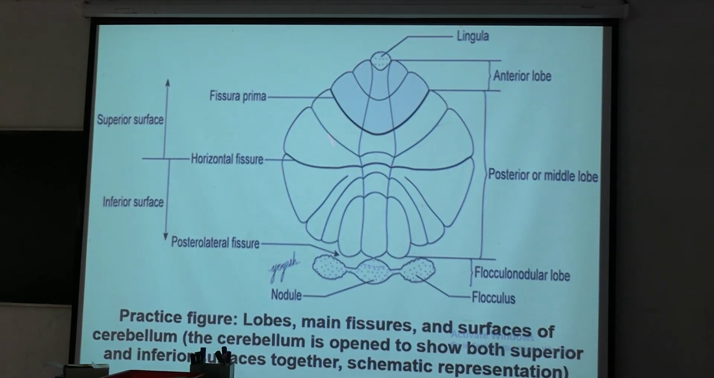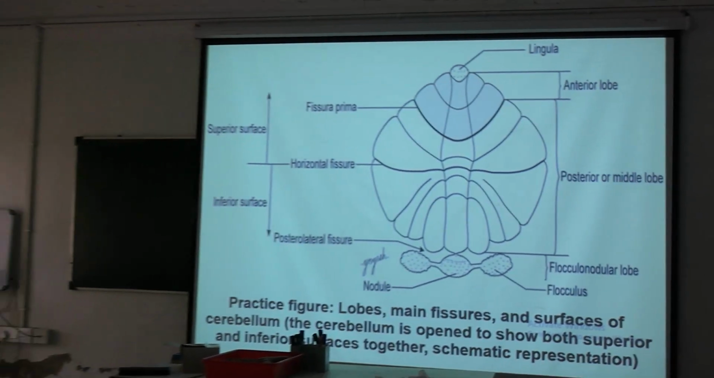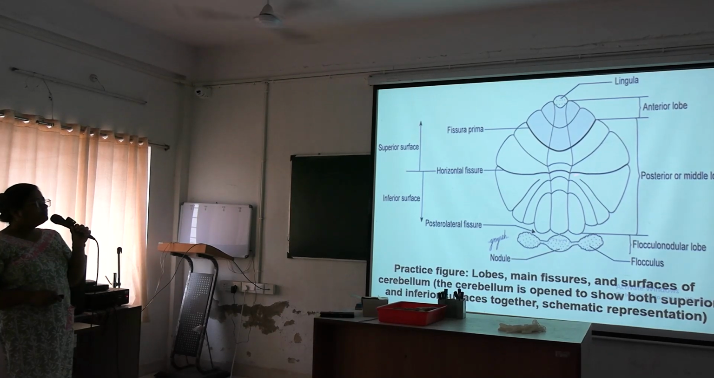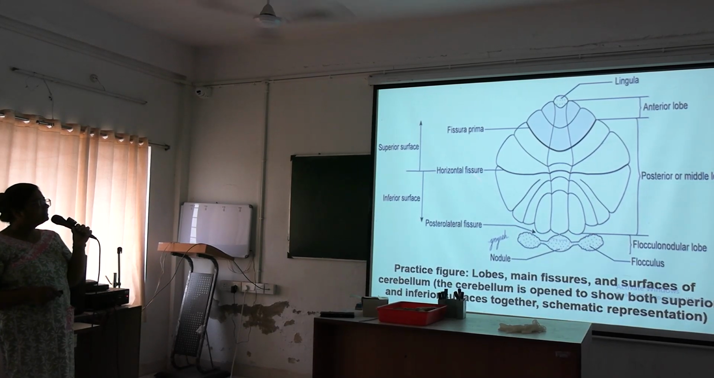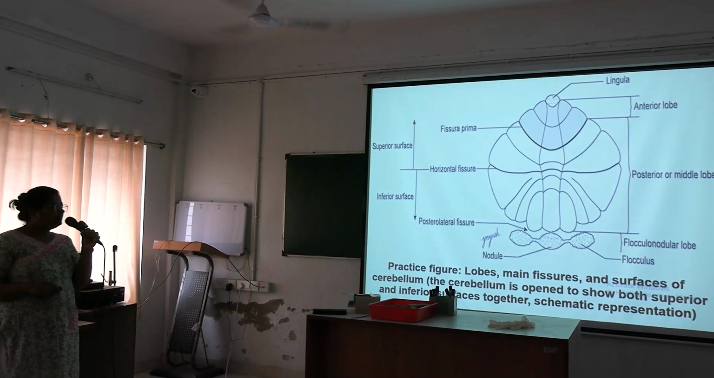See, this is schematic diagram of cerebellum. This middle portion is the cerebellar vermis. On the two sides, these are the two cerebellar hemispheres. Okay. And see this one. This is fissura prima. This one is horizontal fissure, and this is posterolateral fissure. These are the three important fissures of the cerebellum.